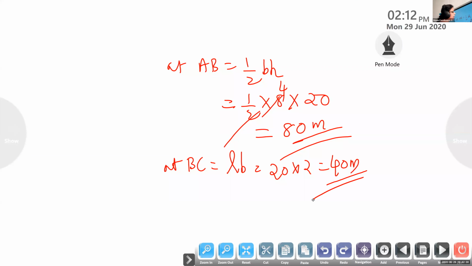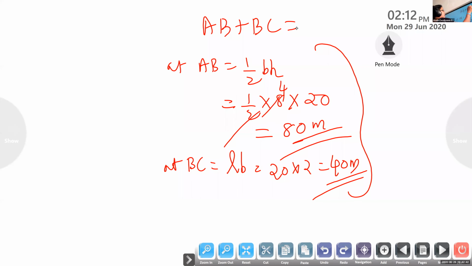Now, if I ask you the total displacement AB plus BC, you find both separately and add them. 80 plus 40, you will get 120 meter. Clear? Did you understand? Any problem? Yes, ma'am. Simple only. You need to practice.